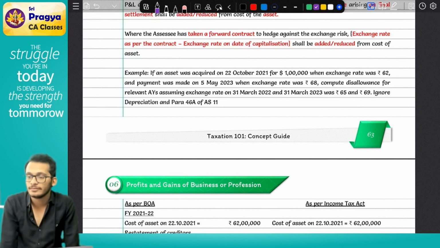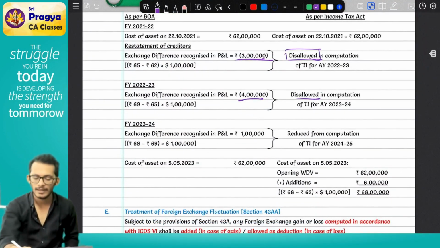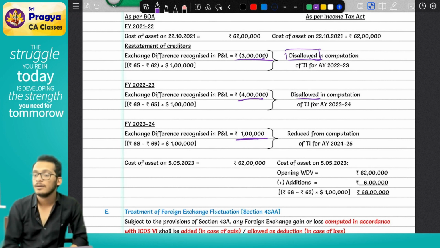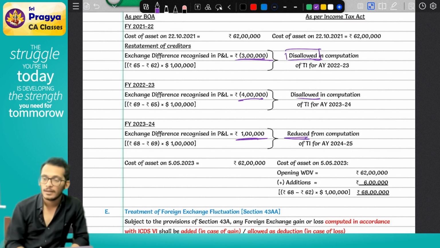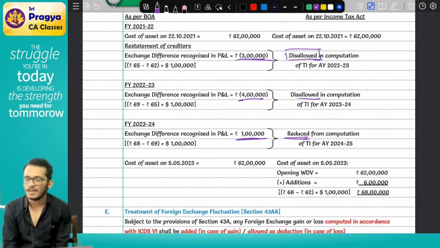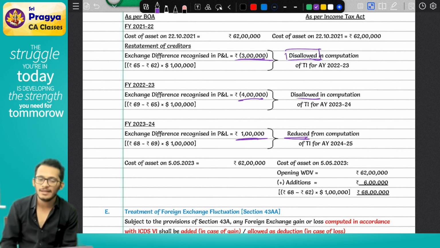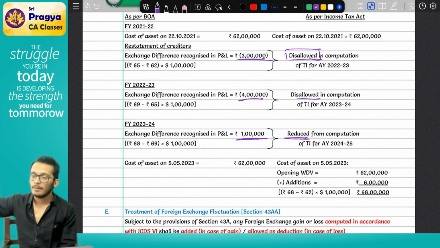Is this a foreign exchange gain or foreign exchange loss? It is a foreign exchange gain. So in my P&L I will recognize 1 lakh as gain. Will income tax allow? No, they will say, boss, notional expense I disallowed, notional gain also don't offer. So I reduced it from the computation. But what happened at the end of the day? Accounts is done. Accounts initially recognized 3 lakhs loss, then 4 lakhs loss, then 1 lakh gain, making a 6 lakhs loss in my P&L.